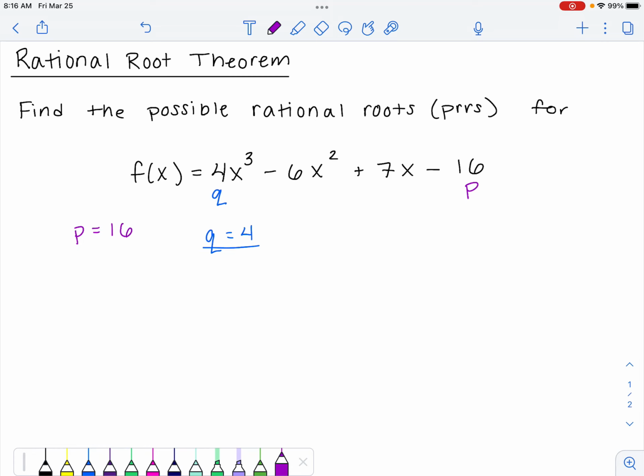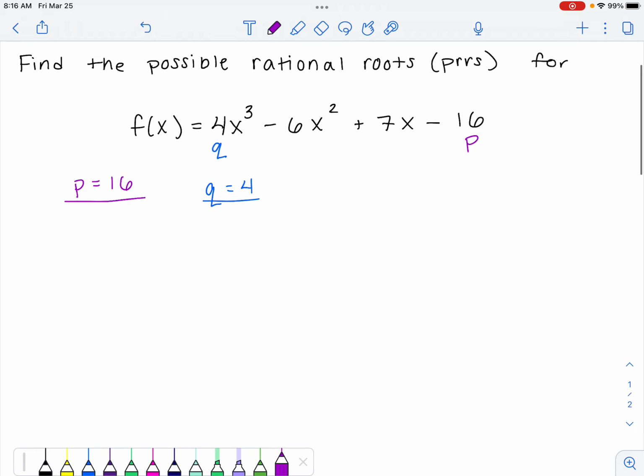So once you find those two numbers, what you're going to do is write down all of the factors of those numbers, right? So any number that evenly divides into it. So for 16, 1, 2, 4, 8, and 16 are all factors of 16. And then 4 has factors of 1, 2, and 4.